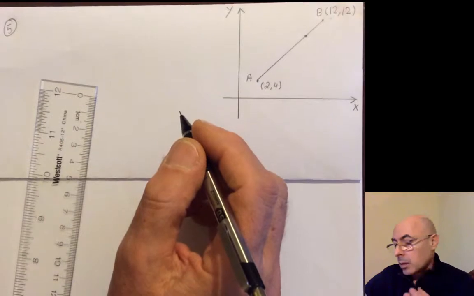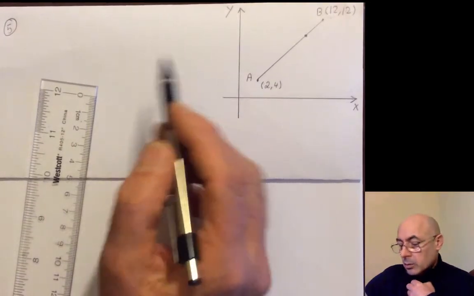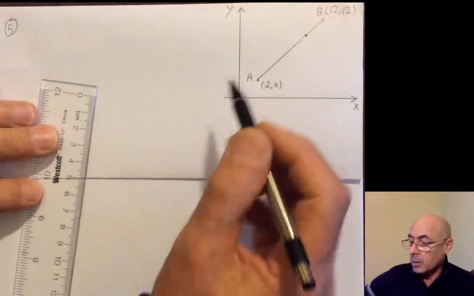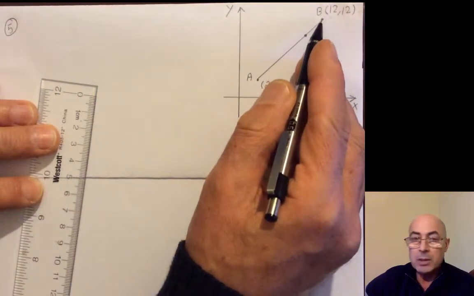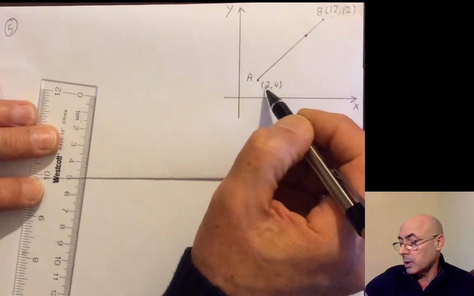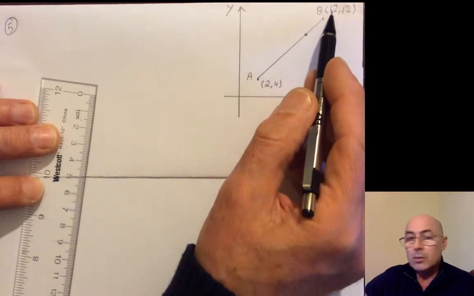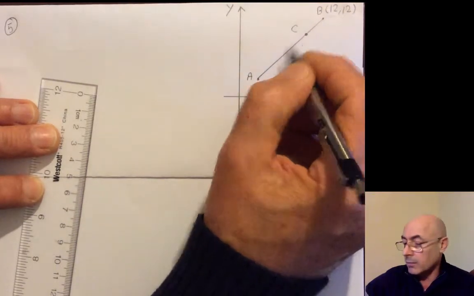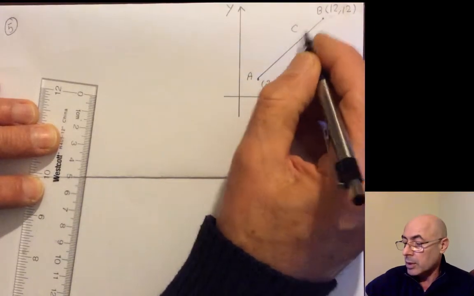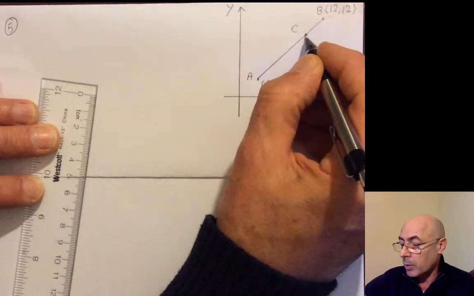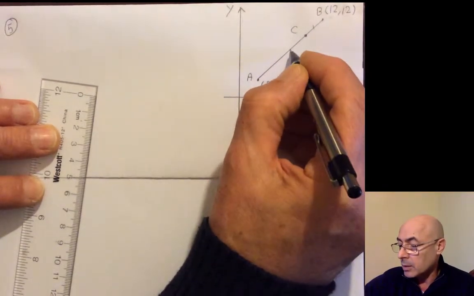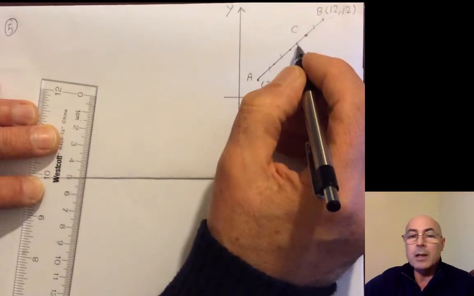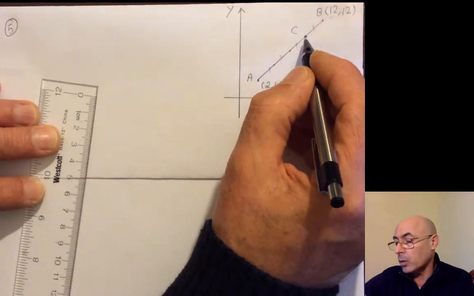Hi guys. In this tutorial, I'm going to show you how to solve problem 5 first, and then we're going to do other problems. On problem 5, we have segment AB. We know the coordinates of point A, (2, 4), and B, (12, 12). C is a point on AB. It divides AB in the ratio 3:1. Like if this is one part, that's going to be 3 times as much, 3 parts. And we need to find the y-coordinate of point C.